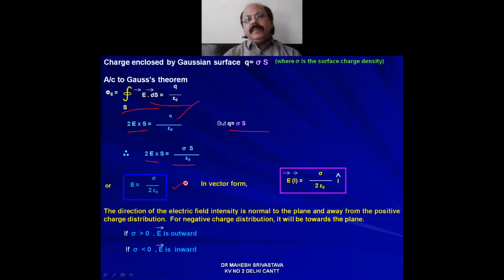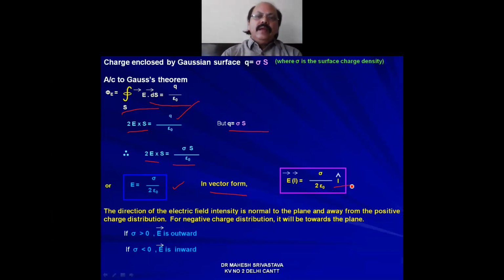Now if you want to write it in vector form, then E vector, and this L vector is the position vector, that is the length of the Gaussian surface that we have taken from the infinite charge plane sheet, equal to sigma upon 2 epsilon naught i cap. i cap is the unit vector.